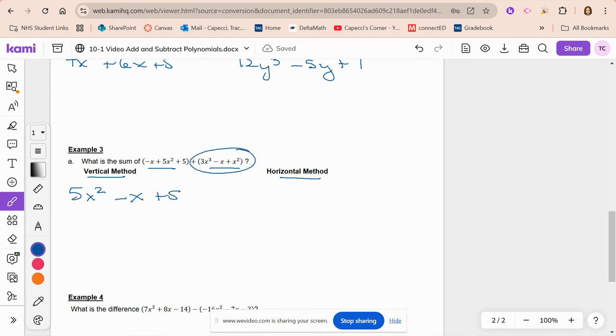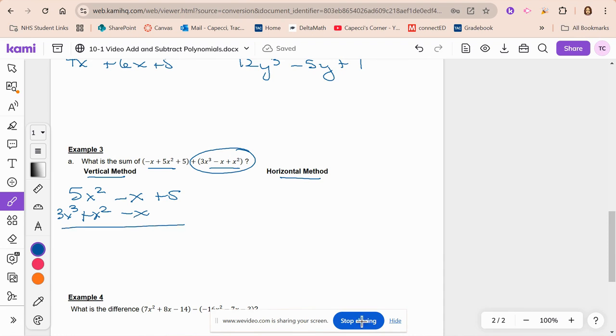Now I'm going to look at the second one. This 3x to the third, I don't have a column for that, so I'm just going to squeeze that up front. 3x to the third, and then I have plus x to the second, and then I have a negative x.